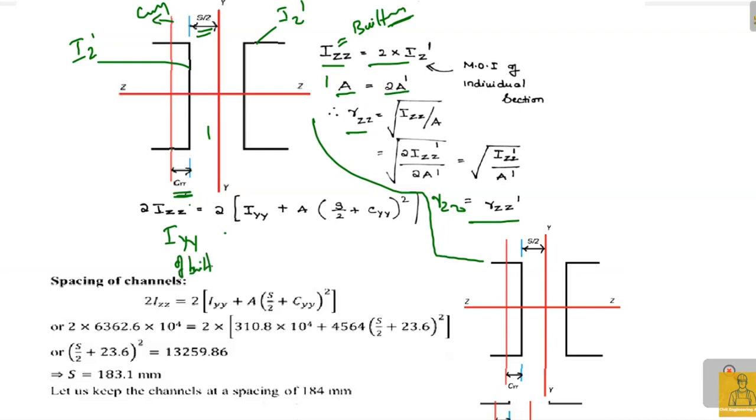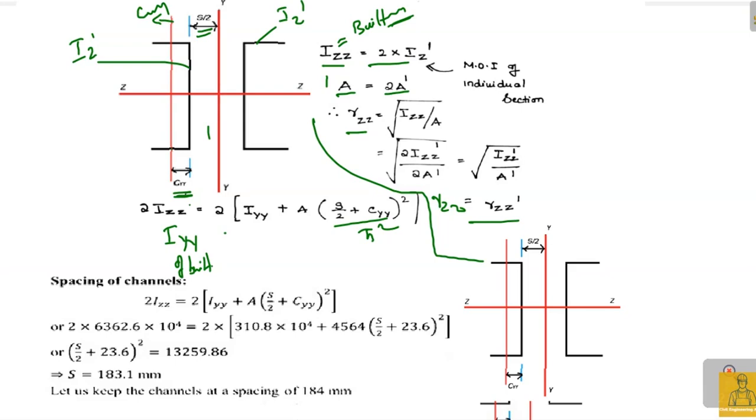Okay, so now let us find out what is the IYY of the built-up section. It is going to be 2 times, because there are 2 channel sections, right? So 2 into IYY, the moment of inertia about the YY axis of the individual section, plus A into H bar square. That is the distance between the axis YY and the centroid of the individual channel section. So you know this, right? When you are trying to find the moment of inertia about an axis which is not passing through the centroid, you have to add A into H bar square. There are 2 channel sections, so into 2.